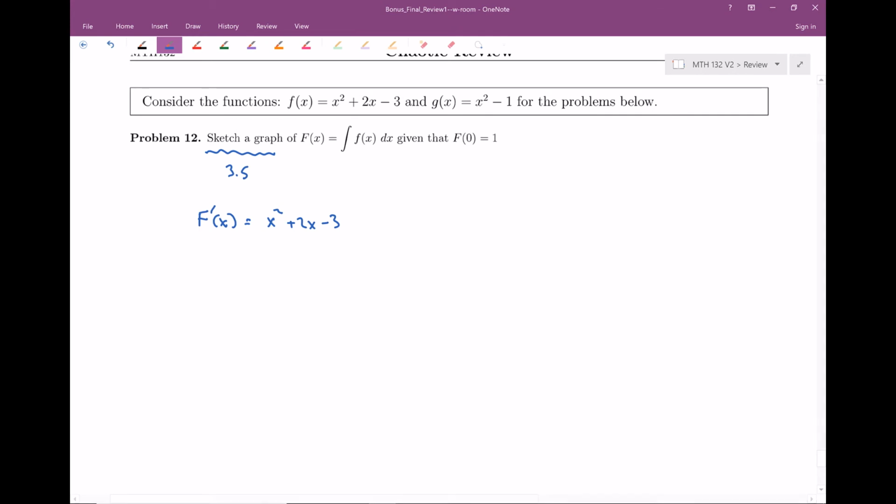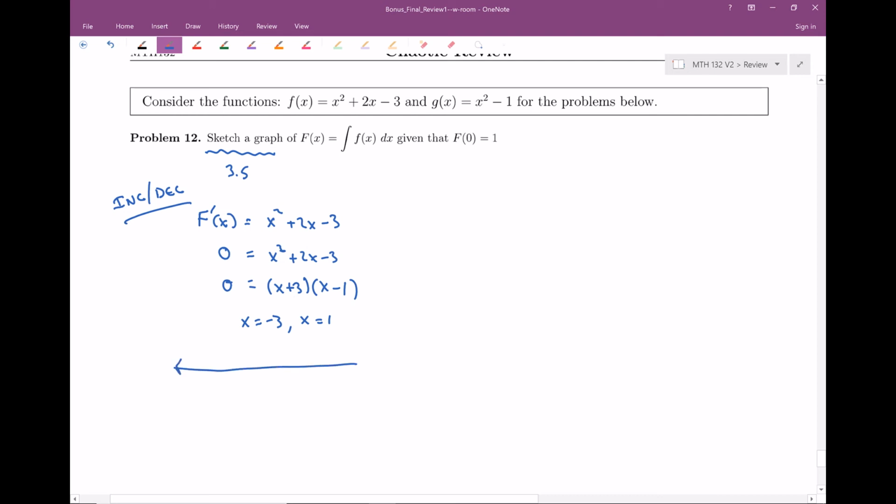Let's figure out where this function is increasing and decreasing. That's where the derivative is positive versus negative. The technique is to figure out when it's equal to 0, which helps us split up the number line. For x squared plus 2x minus 3, I can factor that, as I've done several times throughout these videos. I get x plus 3 and x minus 1. So at x equals negative 3 and at x equals 1, the derivative of capital F is equal to 0. Let's break up our number line at negative 3 and at 1.